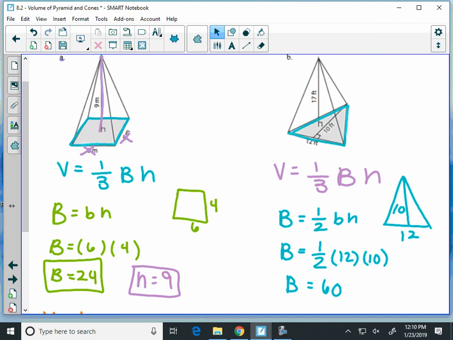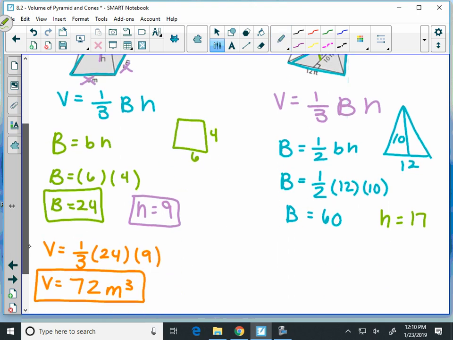Okay? Then we have to find the height of our whole figure. When you look at that figure, what is our height? 17. Yeah, it starts at the point, drops straight down, and is perpendicular. Makes it 17. So now we know our two pieces.